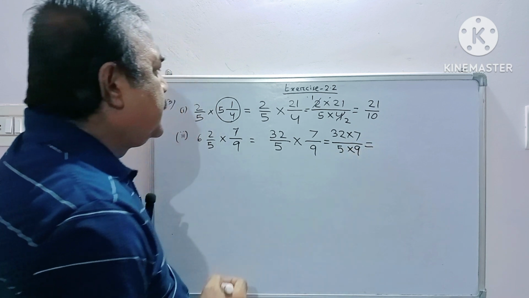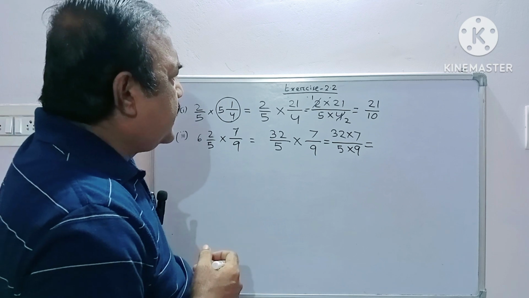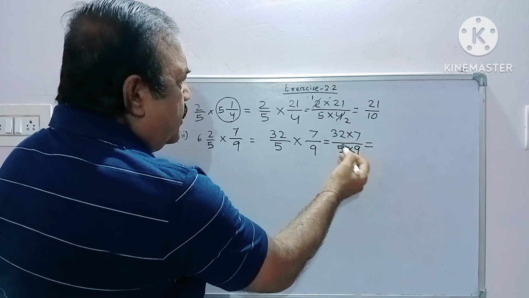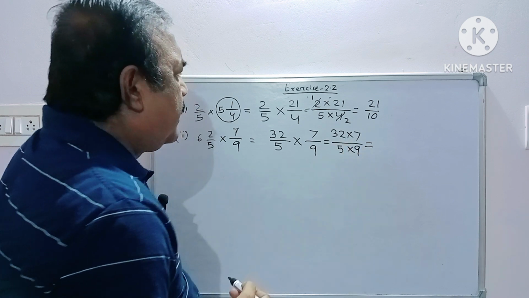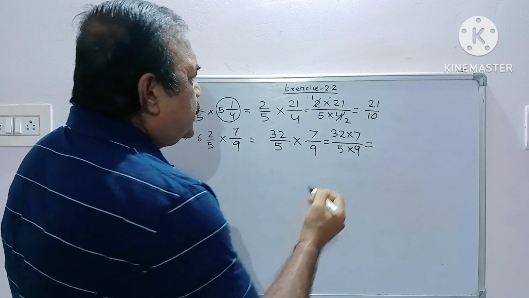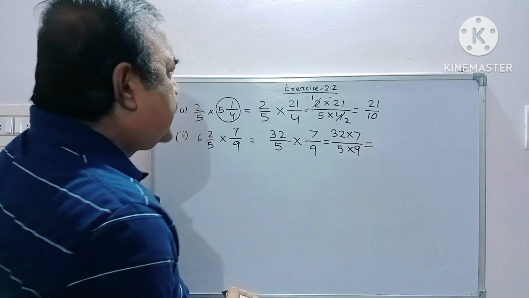That is equal to, you'll have to see here whether a common factor is there. No, you see here it is 7, here it is 5 and 9. No, here it is 32. It is not divisible by 9 or 5 or by 3. No. So simply write, you just multiply 32 into 7.